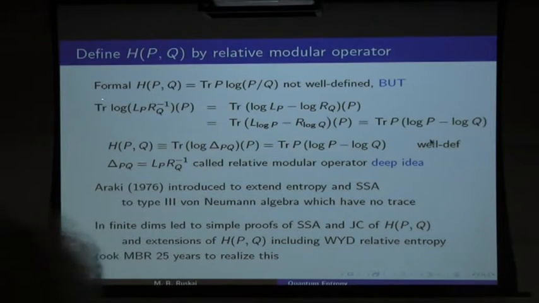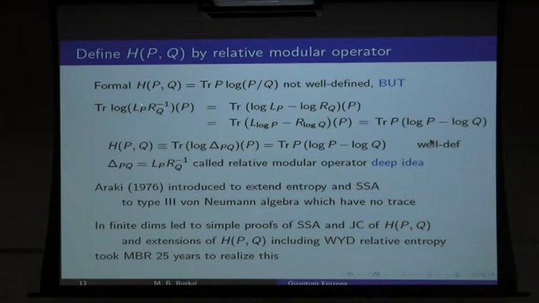But if you take the trace of log of left multiplication by P and right multiplication by Q inverse, these commute. So you can just use the property of the log to separate them. And then it's the same as left multiplication by the log. And I'll use the cyclicity of the trace. You get exactly the relative entropy. So this very deep idea, which Araki introduced for von Neumann algebras, which don't even have a trace, in finite dimensions actually lets you give very simple proofs of joint convexity and strong subadditivity, and joint convexity of the Wigner-Yanase-Dyson entropy.